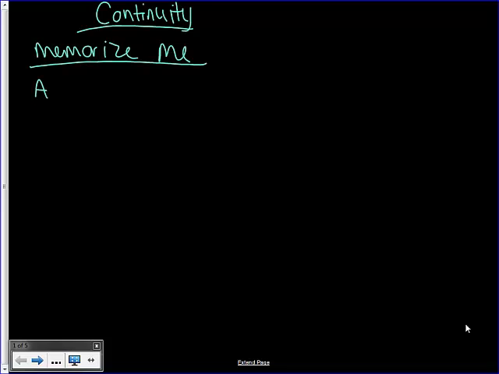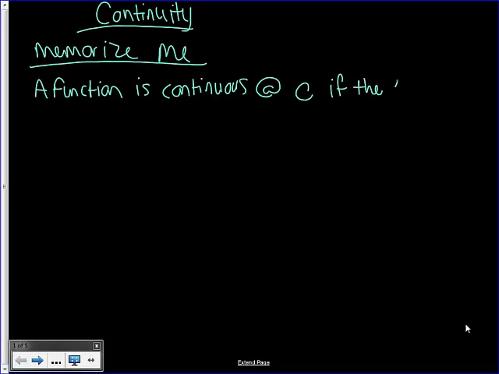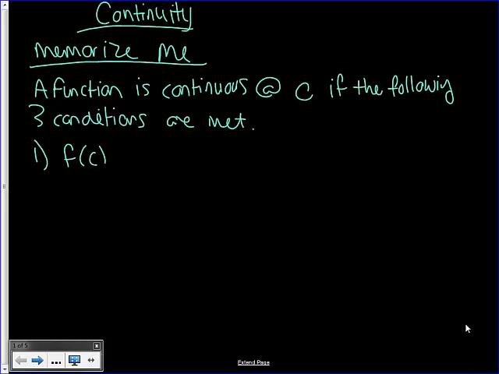Okay, a function is continuous at c, being some x value, if the following three conditions are met. 1, f of c is defined.